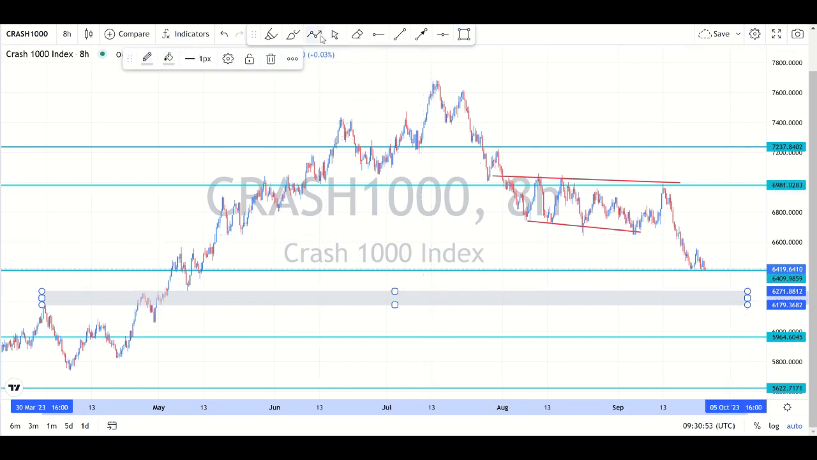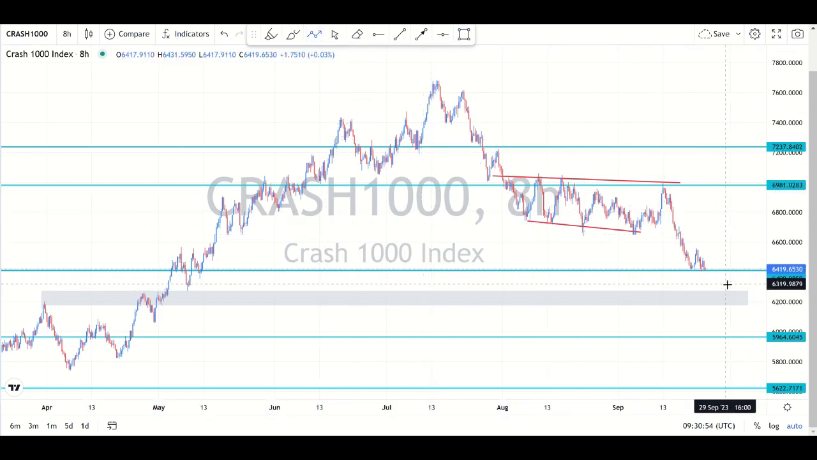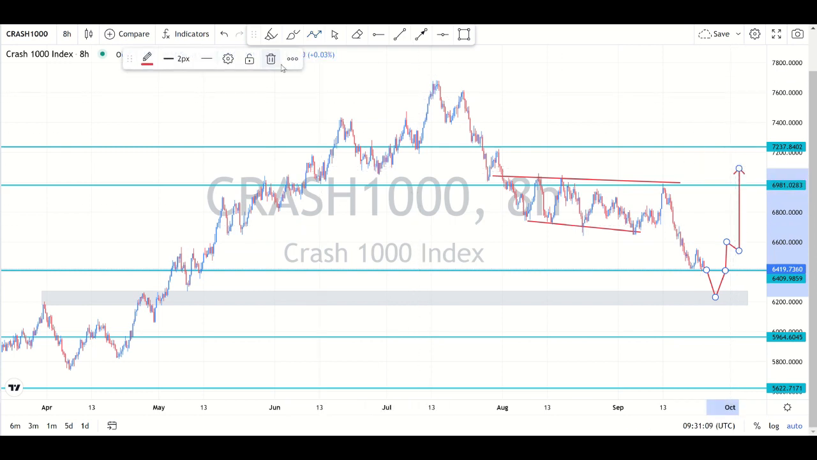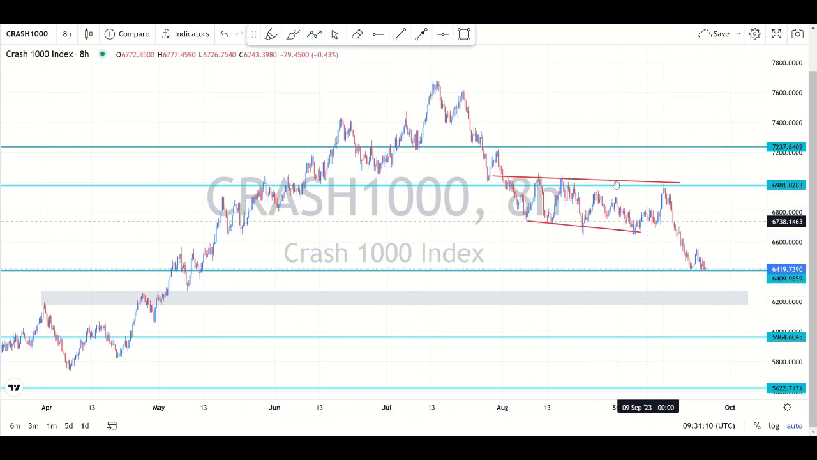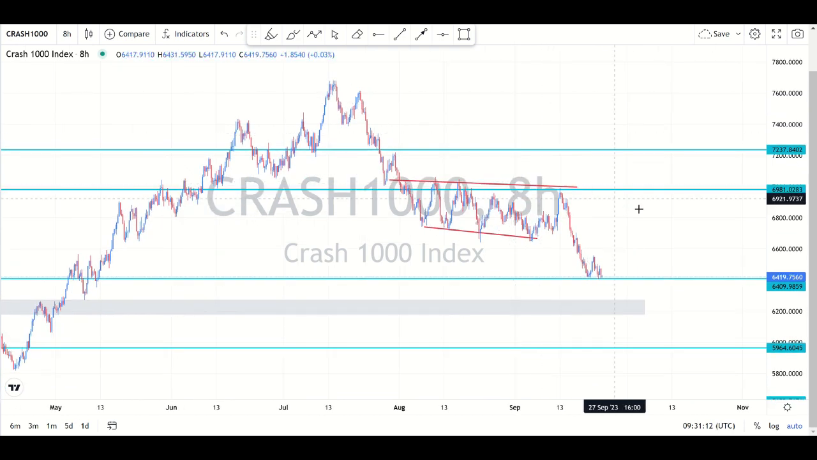So ideally, I'll be looking to sell the market more because we created a lower high. And we'll go back for a nice retest and then continue down, or break out, create a new high there, come back for a retest, and then we continue looking for more positions right now. But right now on Crash 1000 we are bearish, while on Boom 1000 we are looking for buys.